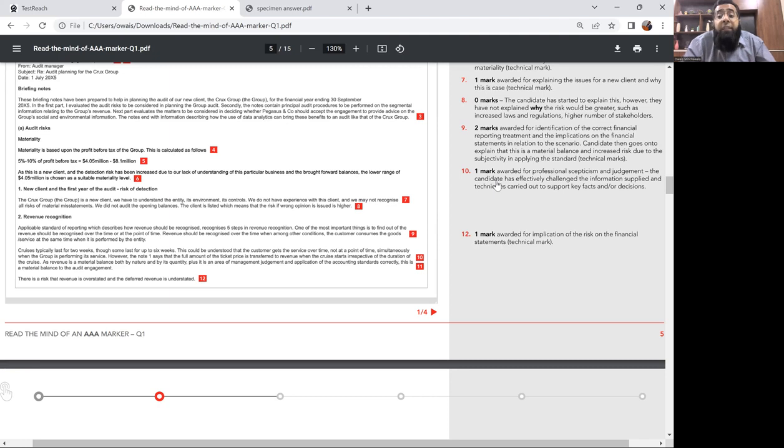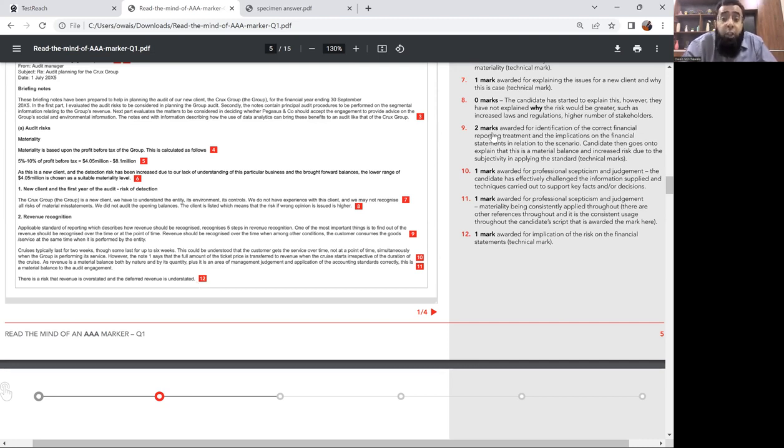The candidate has effectively challenged the information supplied and technique carried out because he questioned that what the management is doing is wrong, that they are transferring the entire revenue together, so that is a wrong thing. Note 11: 1 mark awarded for professional skepticism and judgment, materiality being consistently applied throughout. There are other references throughout, and this is consistent usage throughout the candidate's answer. So the materiality level, which he calculated 4.05 million, he referred that this is a material balance to the auditing unit. And then note 12, he explained the impact on the financial statement, that what heads will be affected.